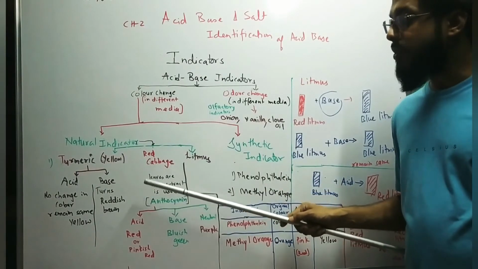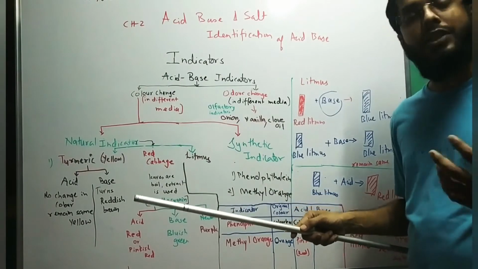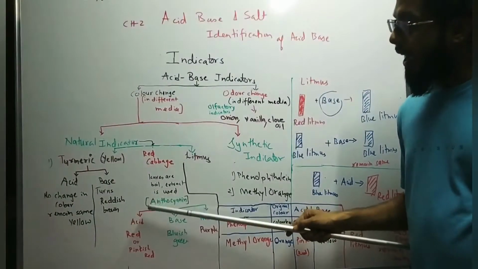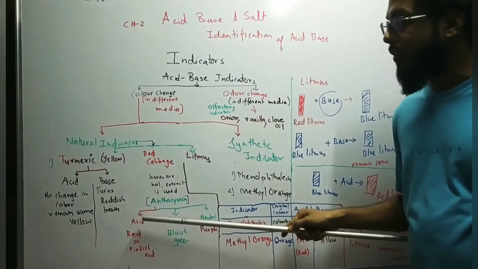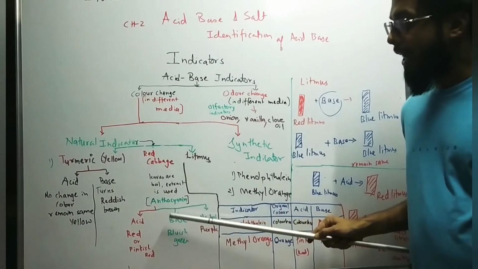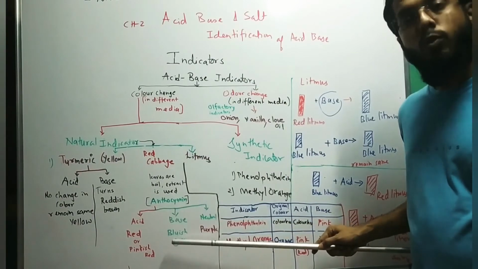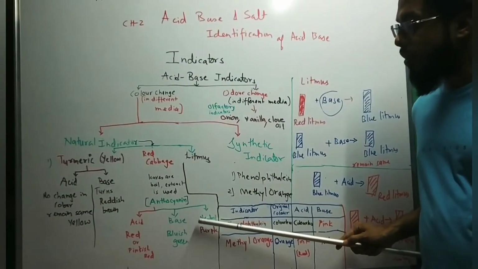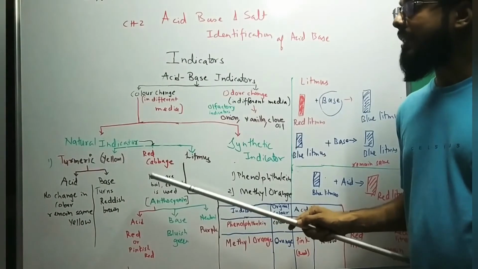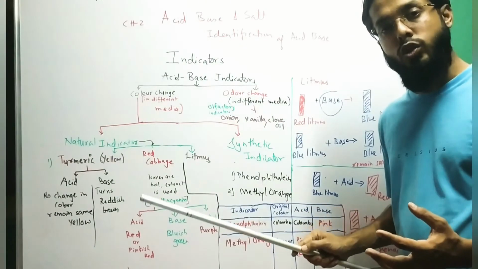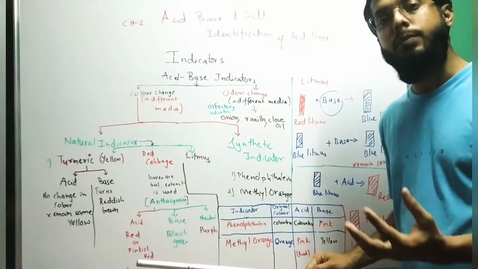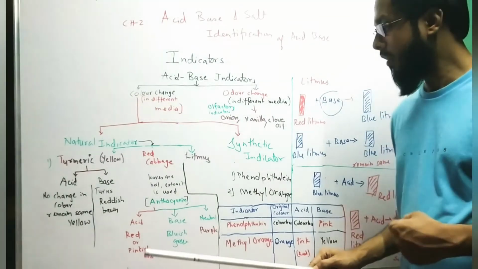Red cabbage leaves are first boiled and an extract is prepared, which contains anthocyanin. On addition of acid it turns red in color, in basic medium it turns bluish green, and in neutral solution it is purplish, or we can say purple in color. So you can see that as they change their color, we can use them to indicate whether a substance is acidic or basic.